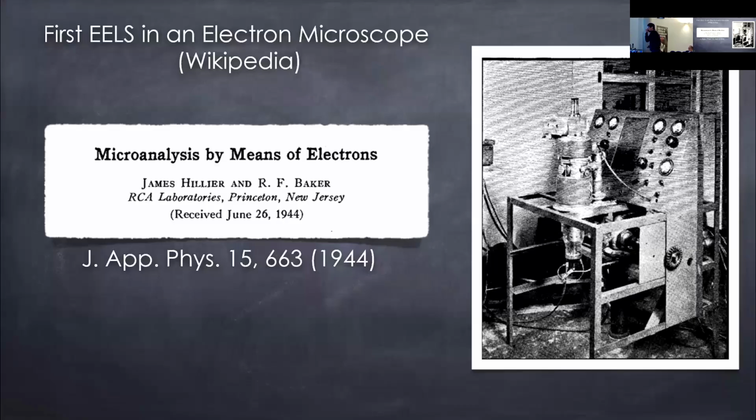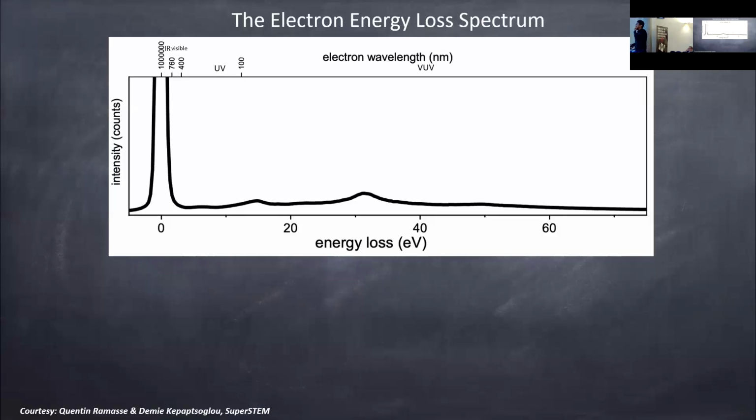Anyway, the first microscope that had EELS was in 1944. I think the spatial resolution was a few micrometers, and the energy resolution was also a few, tens of electron volts. And you can see now the electron microscopes got an energy resolution of a few milli-electron volts. This I think was shown yesterday by Rohan. This is again a slide by Quentin and Demi.